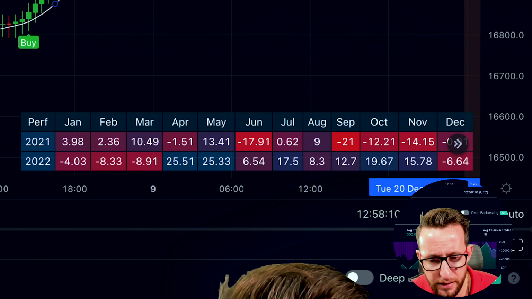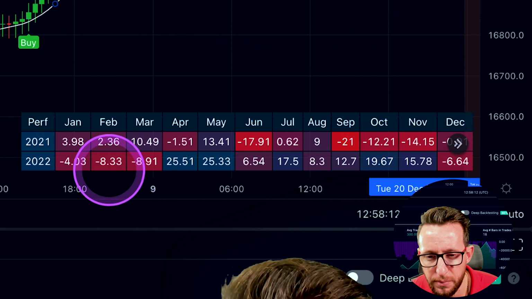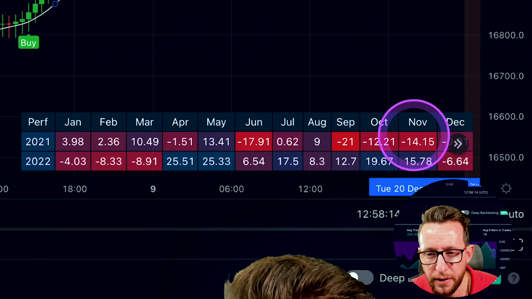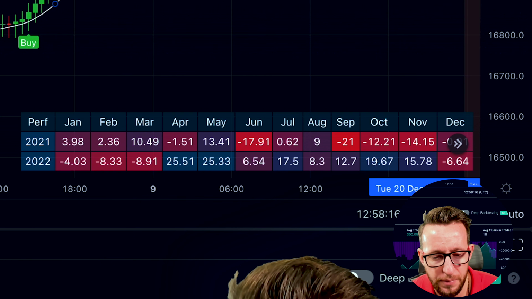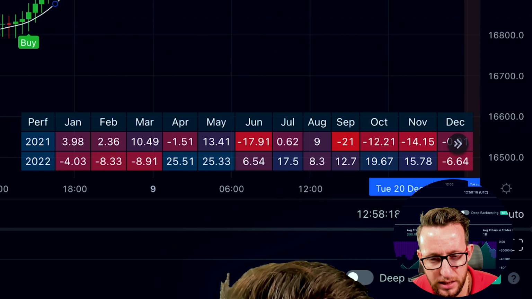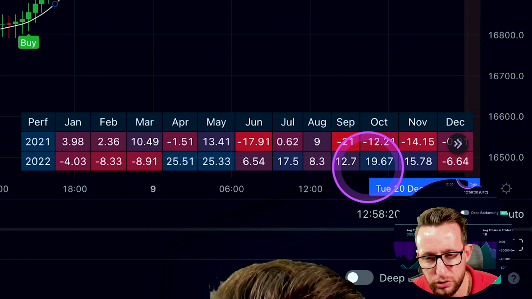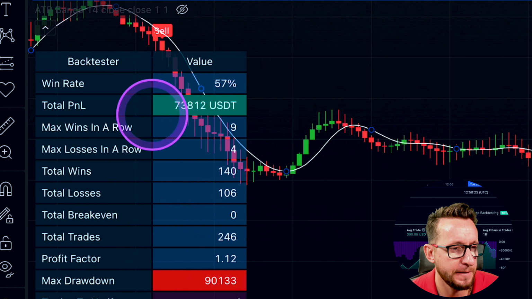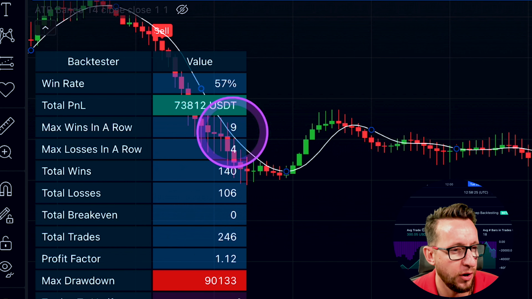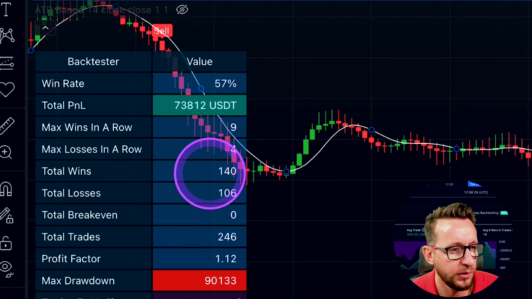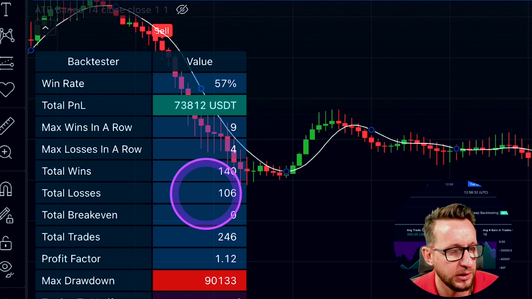As you can see here, there was a lot of months in this zone here, 1, 2, 3, 4, 5, 6, 7 months of redness here until we started getting some good trades again. 57%, we had maximum wins in a row was 9, maximum losses in a row was 4. Total wins was 140, total losses was 106. So this probably is not going to be the best trading strategy of 2023, although I will go back and try and find some better settings.